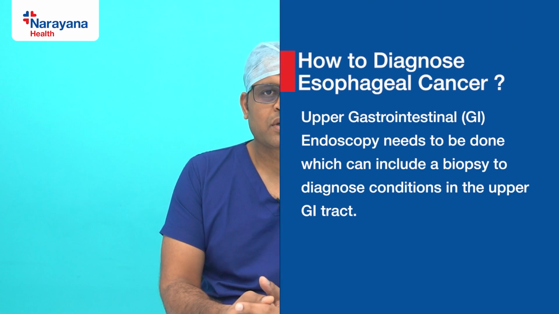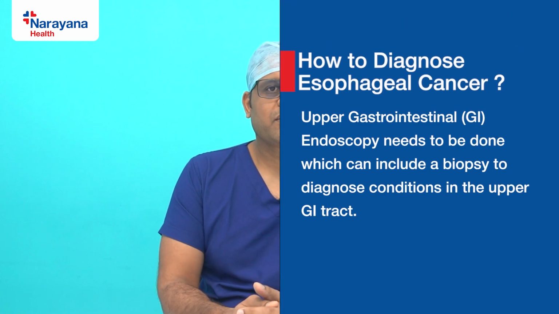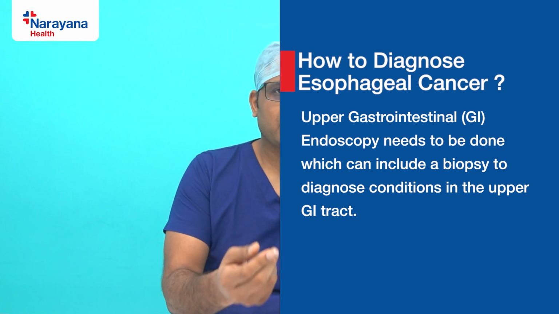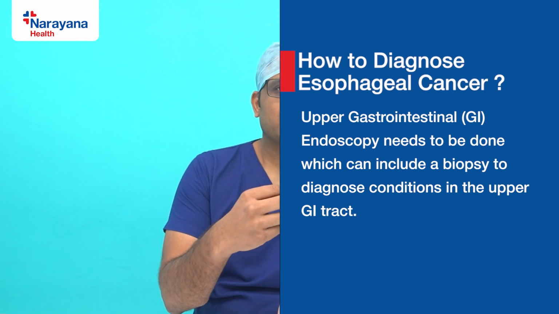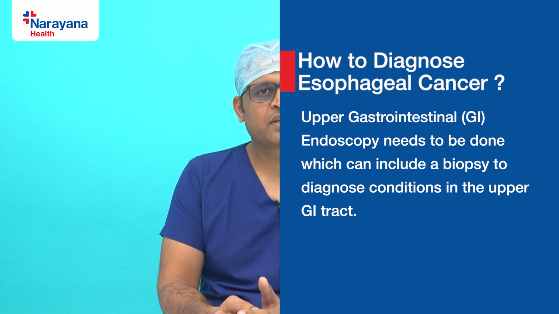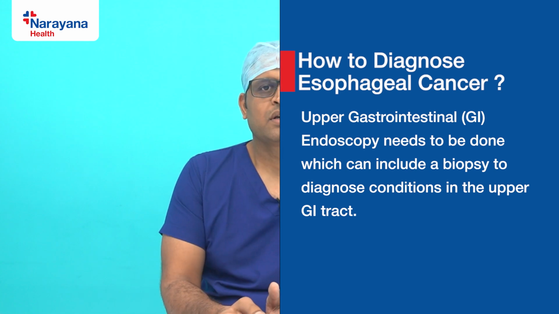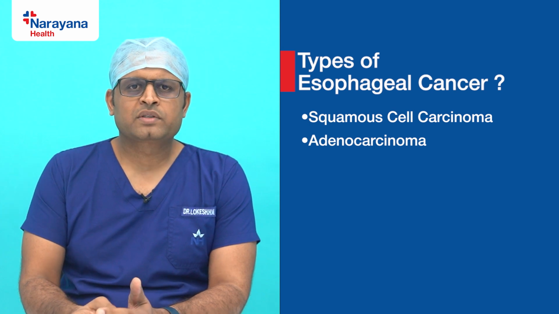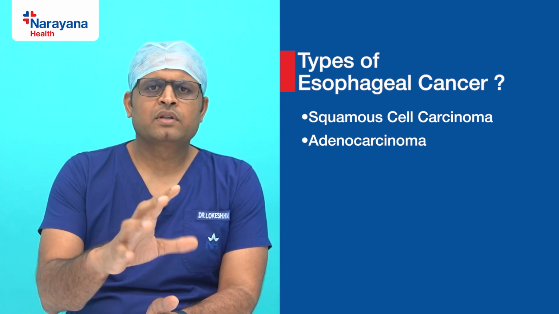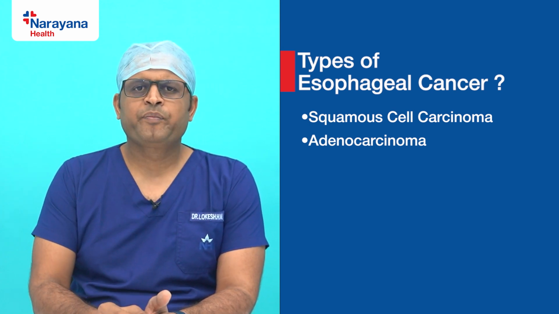How to diagnose? The diagnosis will be done by endoscopy, a simple procedure through which we see what's going on in the esophagus, and we take a small bit from the lesion. That is called a biopsy. That will decide whether it's a tumor or not. In the tumor, again, there will be two types, the squamous cell and adenocarcinoma. Depending on that, the treatment protocol will be different.